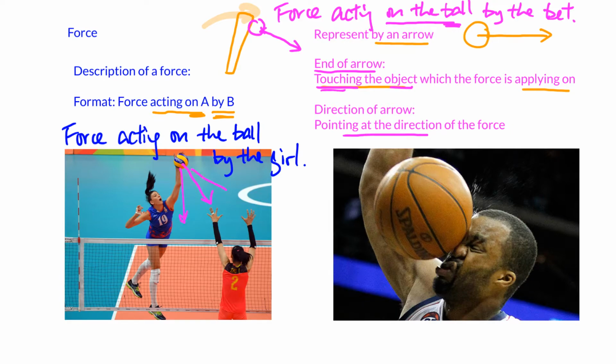Maybe here, I don't know which direction the ball is moving, but remember the end of the arrow has to be touching the ball. So touching the ball, this one is not good. This one will be better.